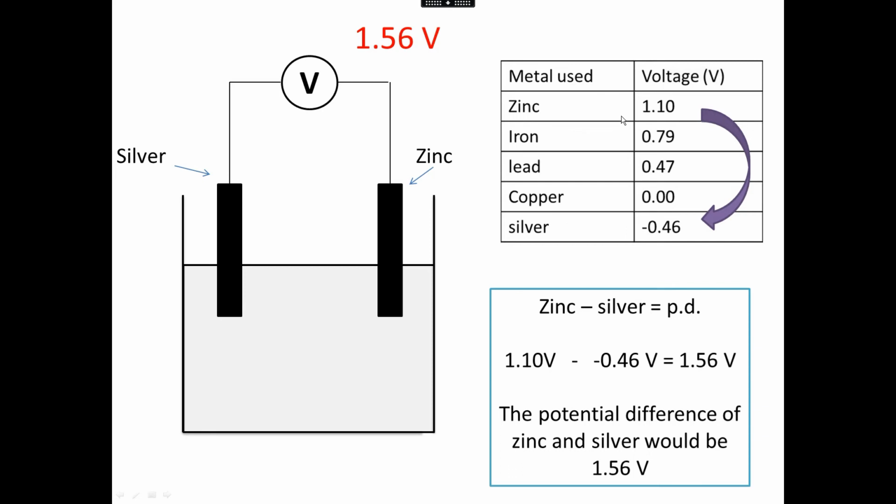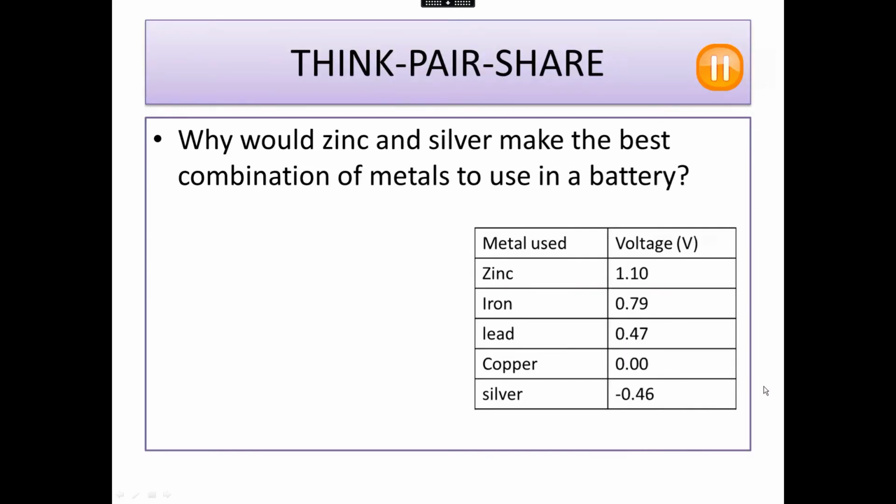Okay, so we always do the highest voltage minus the lowest voltage. But because silver is negative, that means we're doing the highest voltage minus a negative number. So the potential difference of zinc and silver will be 1.56.